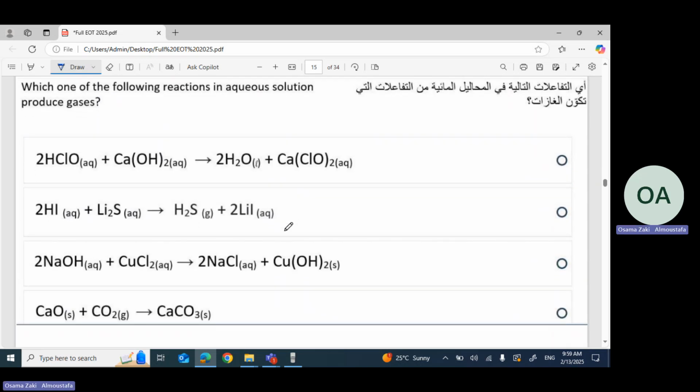Here, which of the following reactions in aqueous solution produces gases? Okay, how to know that it produces gases? Because you know we have 3 types of products. The first one is the precipitate. Okay, so the first one is what? Is the precipitate. So this is the first one. Precipitate.